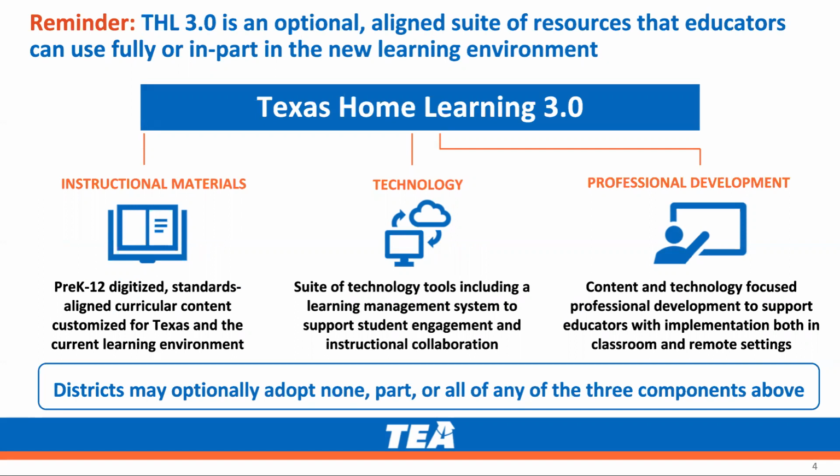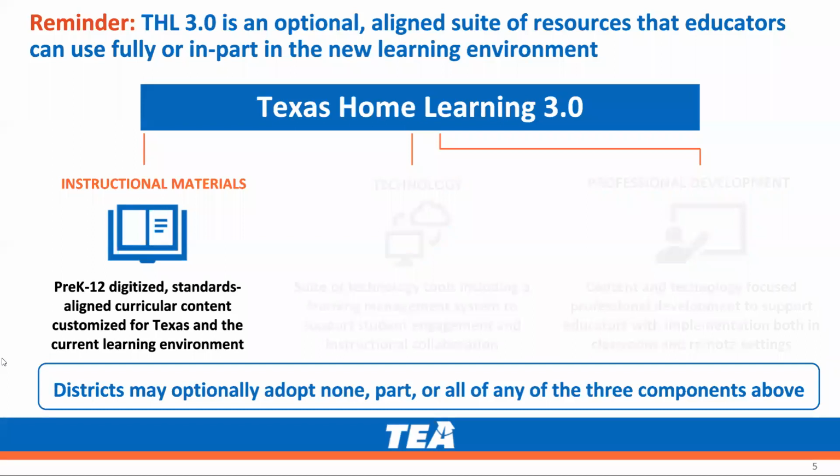Just to reframe, and for those of you who haven't been as involved in some of the Texas Home Learning webinars, I want to quickly give a high-level overview of what Texas Home Learning is. It is an optional aligned suite of resources that educators can fully or in part use in a remote learning environment. As you can see in this image, there's really three components of Texas Home Learning: instructional materials, technology, and professional development. We will be focusing mostly on the instructional materials portion of today's webinar, where we'll really dive into the science product for the K-5 grade band.